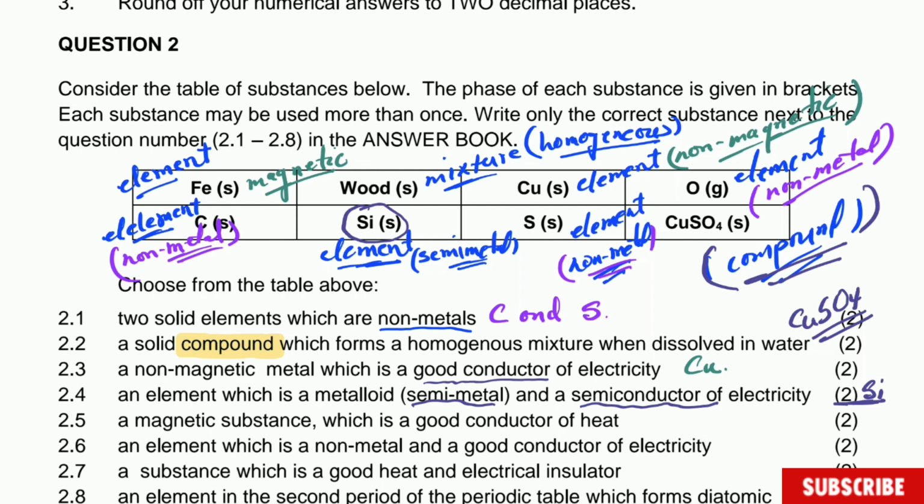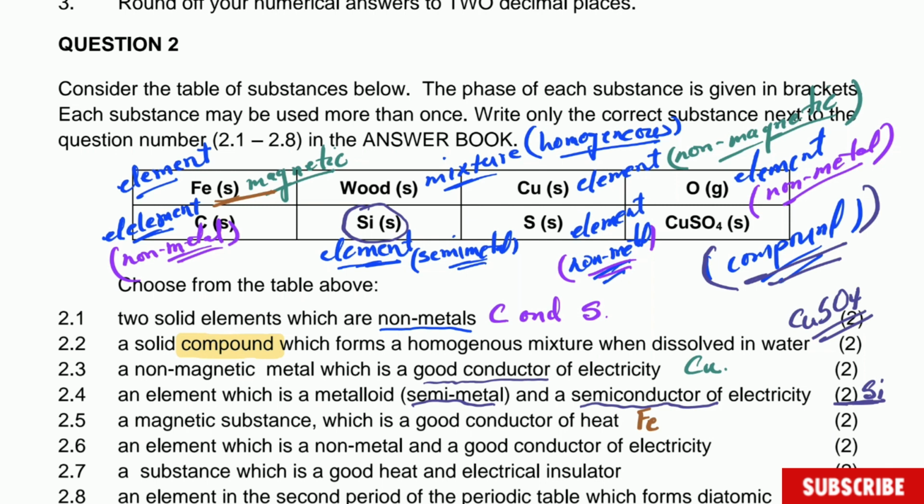A magnetic substance which is a good conductor of heat. Now, in this case, we said iron is a metal and it's magnetic. It's the only one and is also a good conductor of heat. So in this case, the answer will be Fe.